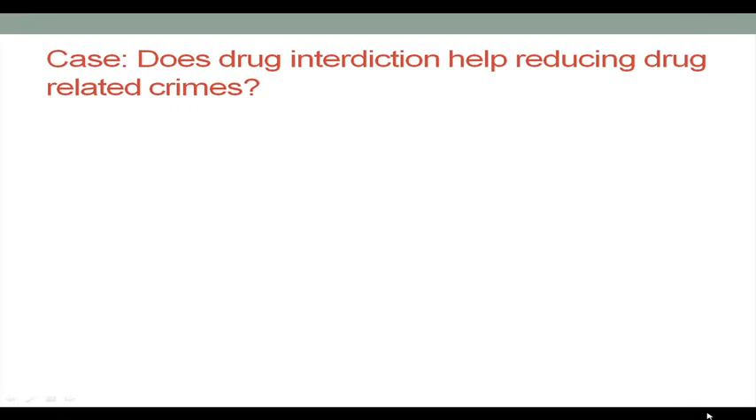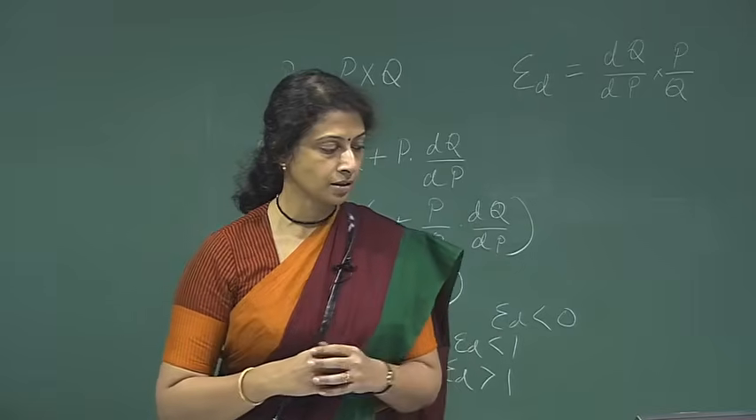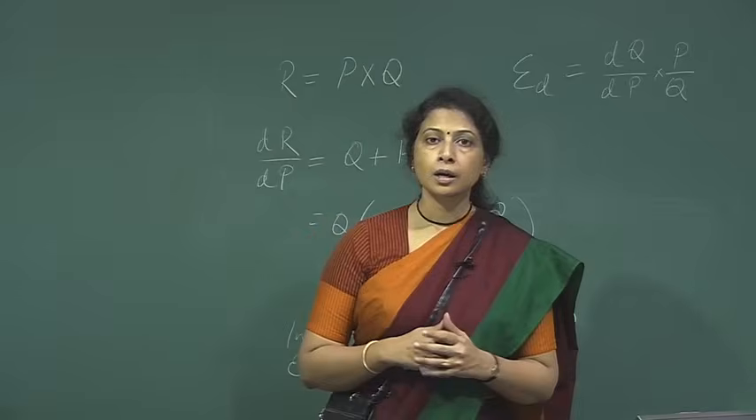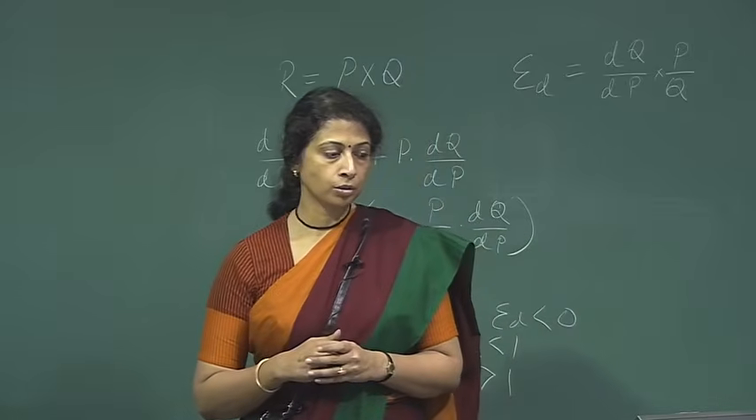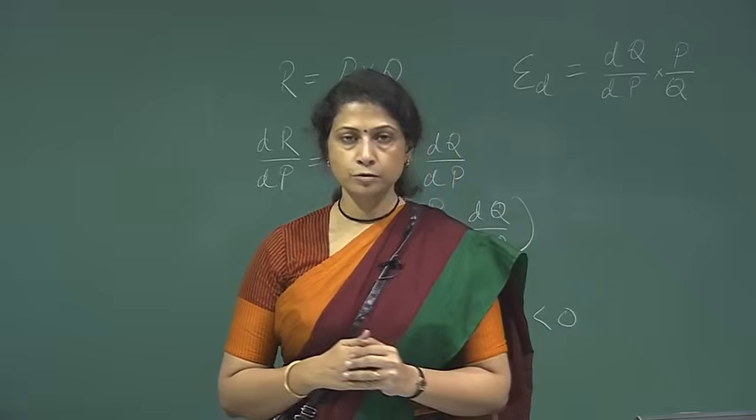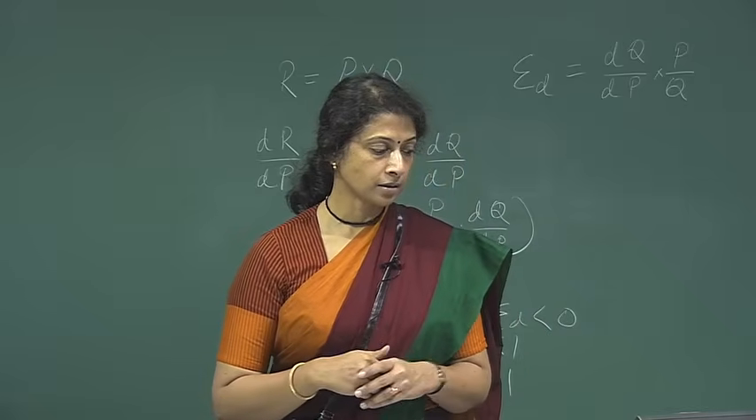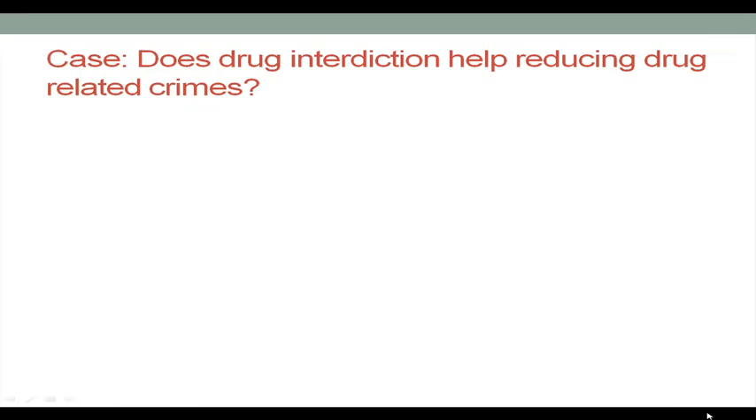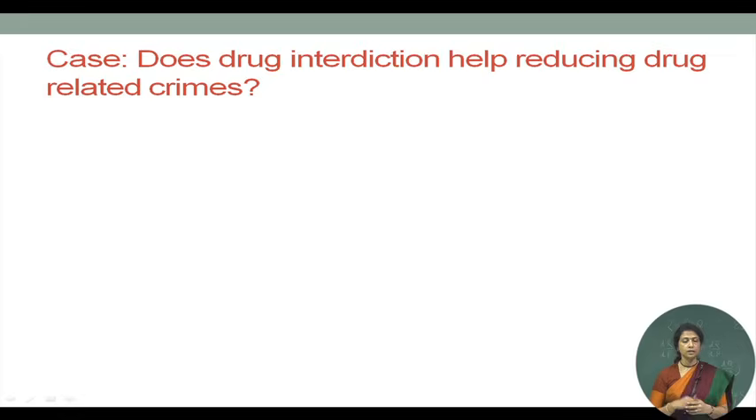And let's end the discussion with a typical case. This example is given in one of the textbooks that I have recommended, Principles of Economics by Mankiw, and I have borrowed this example from there. And this case asks, does drug interdiction help reduce drug related crimes?